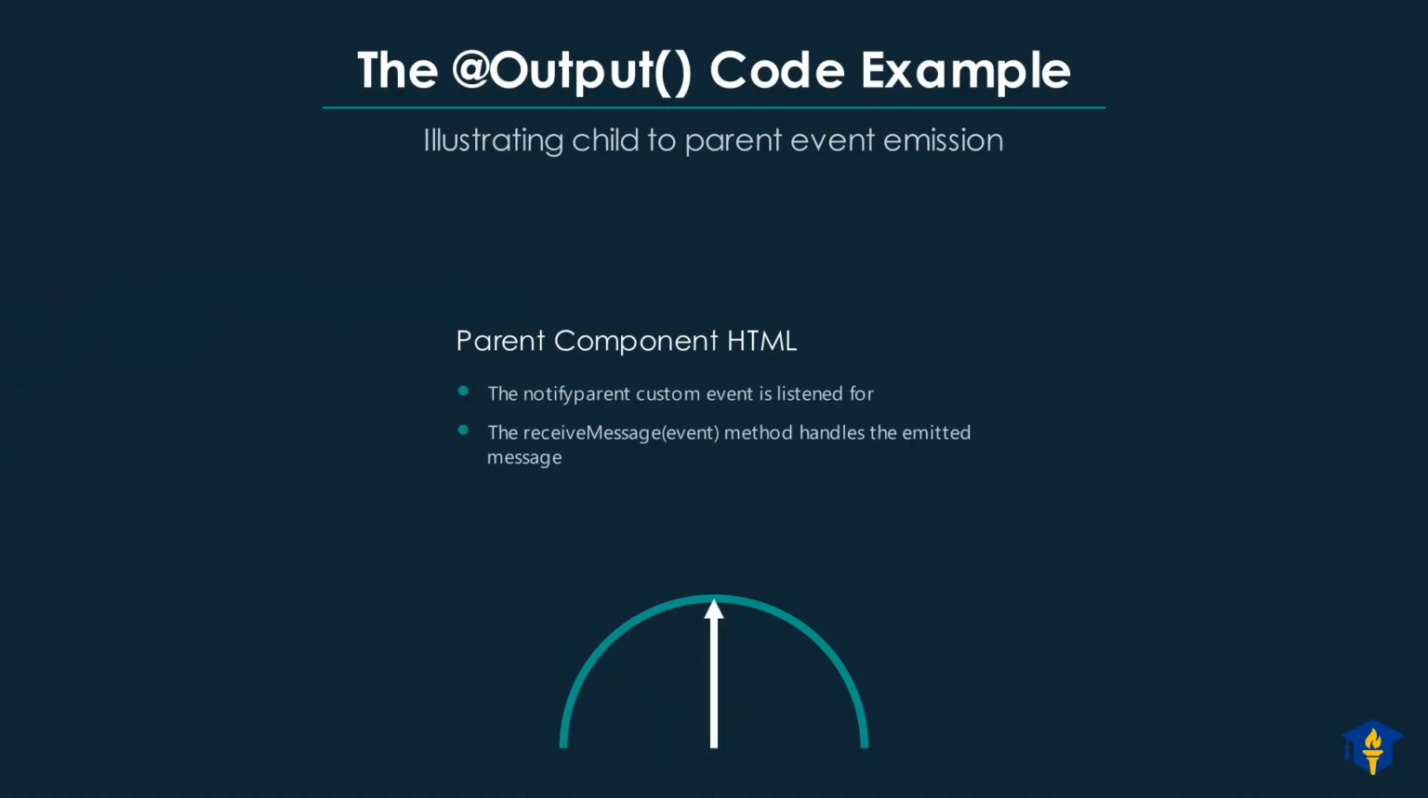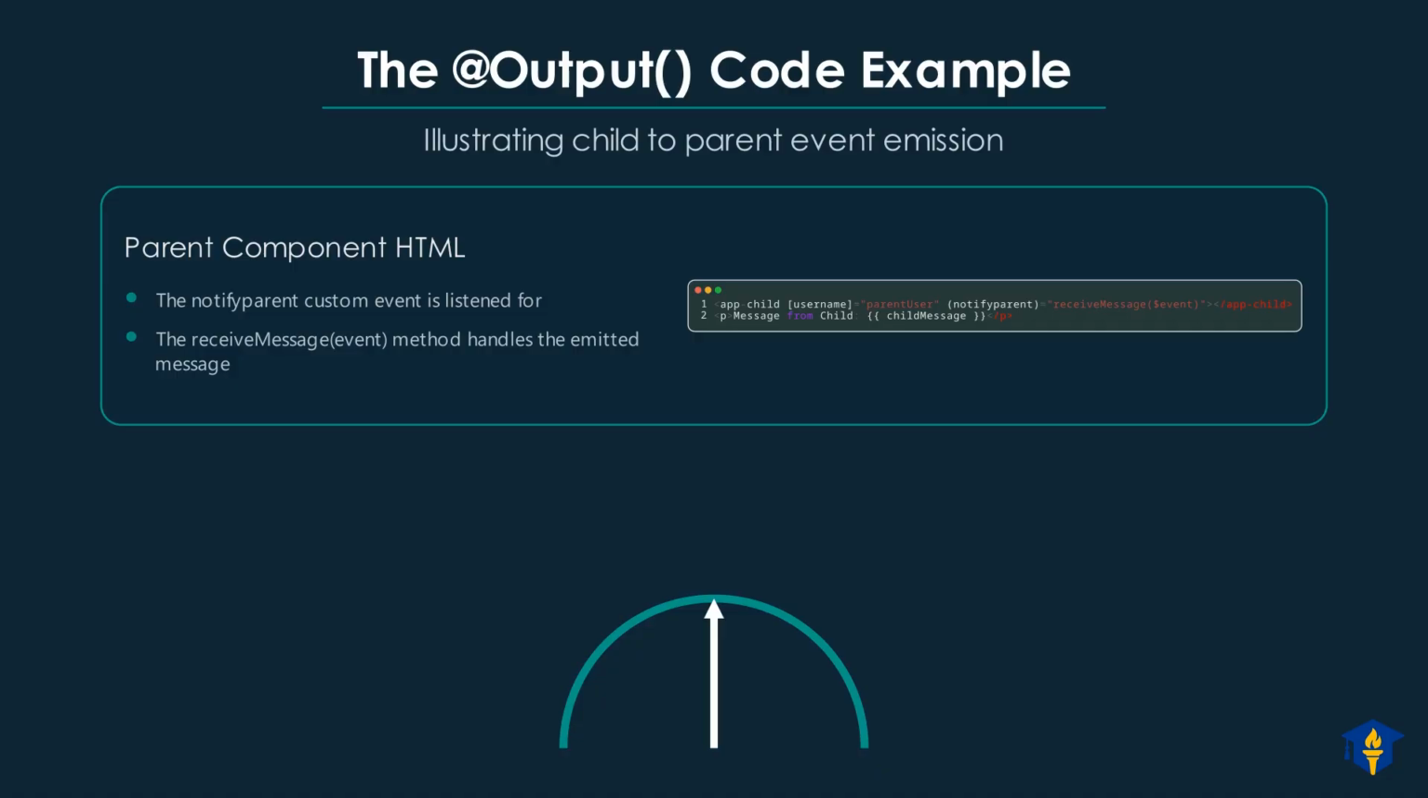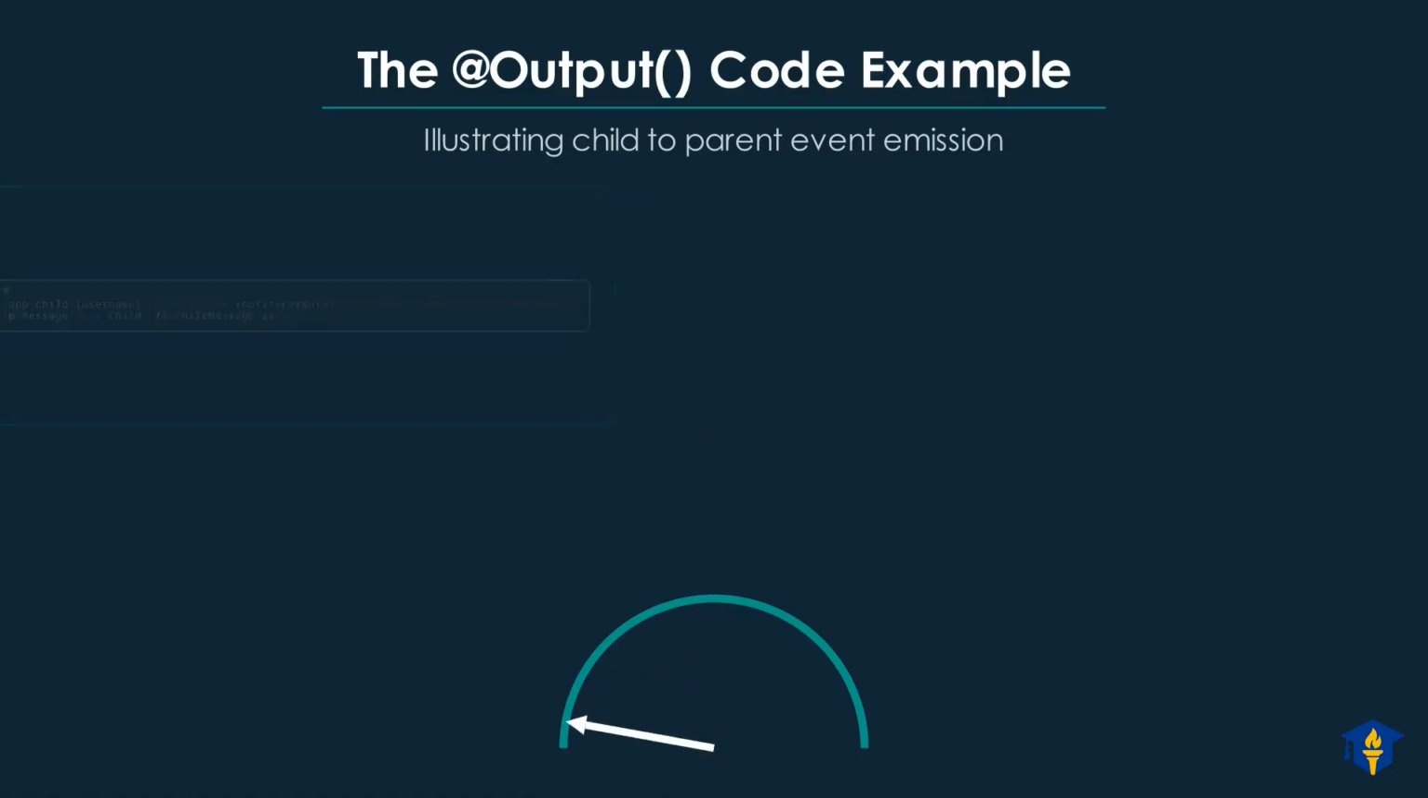Now, let's look at the parent component's HTML, where it listens for events from the child. The notifyParent custom event is listened for, and the receiveMessage($event) method handles the emitted message. Here, the parent component subscribes to the child's event, calling a method when the event occurs.